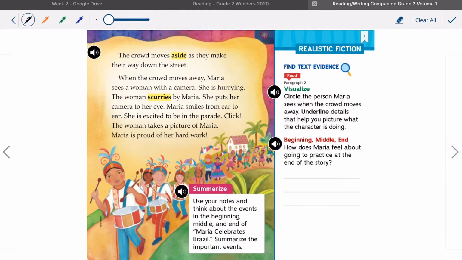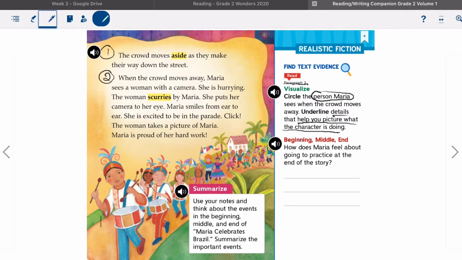All right, new page, number those paragraphs, number 1, number 2. I keep forgetting to circle them. Okay, in paragraph 2 is where we're going to find the meat and potatoes. It says, circle the person Maria sees when the crowd moves away. So we want the person Maria sees. Underline the details that help you picture. So we want to underline details that help you picture what that weird character is doing. We have a mystery character in paragraph 2.